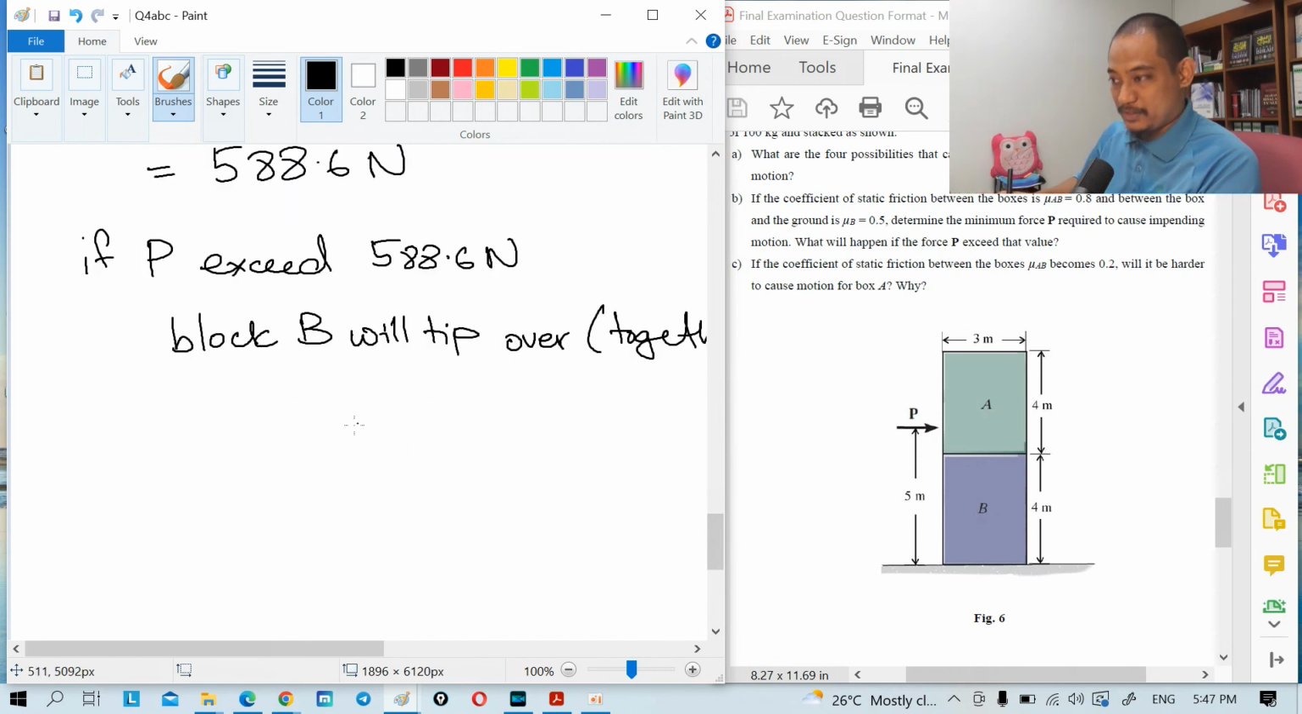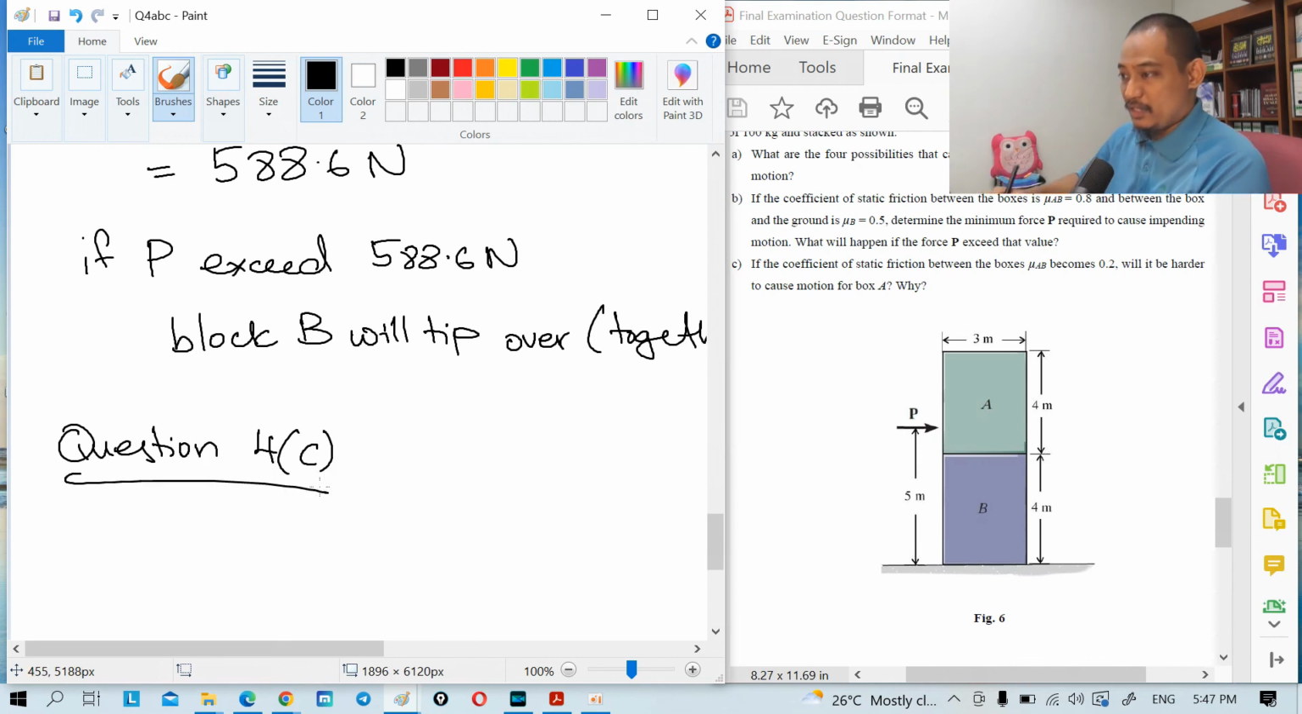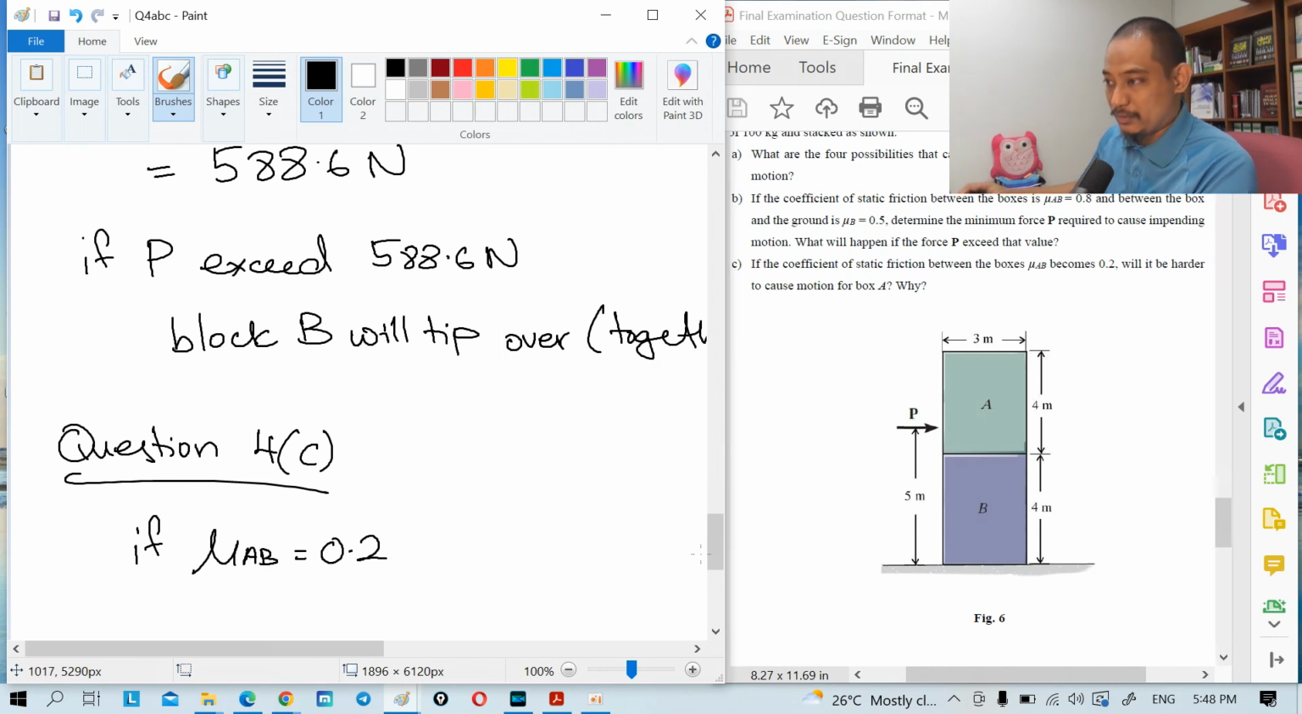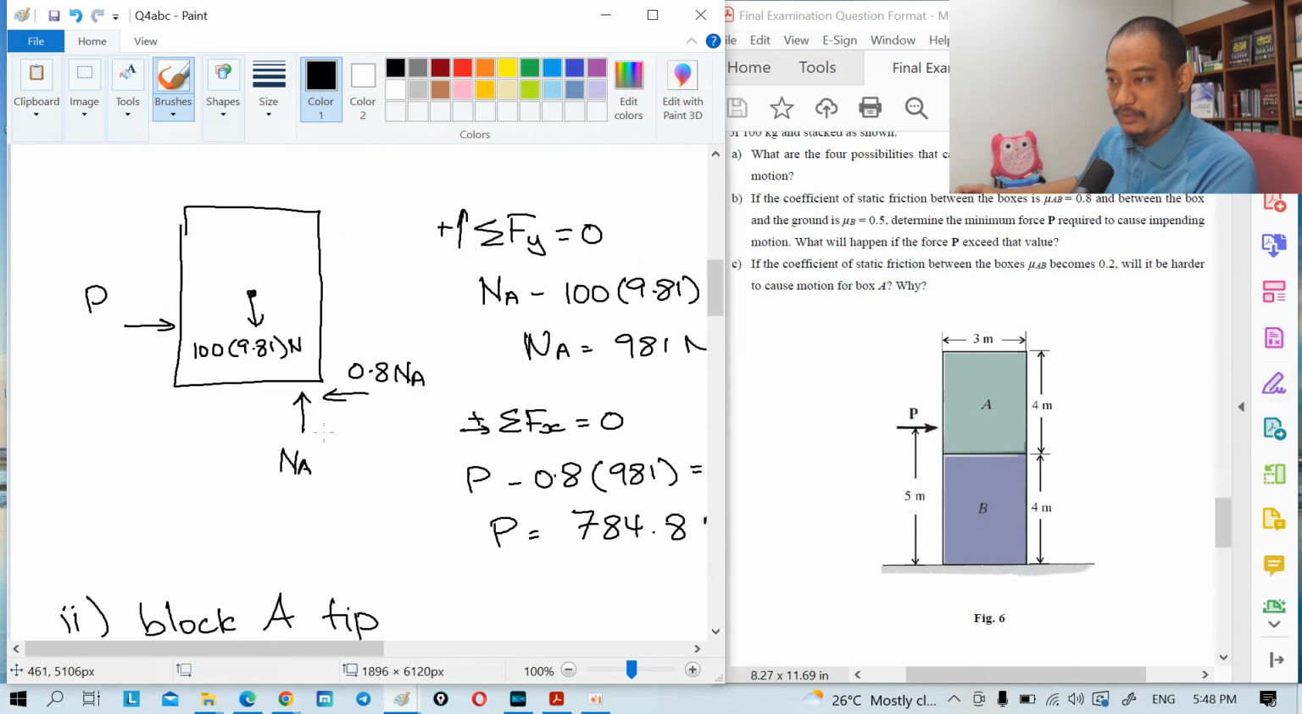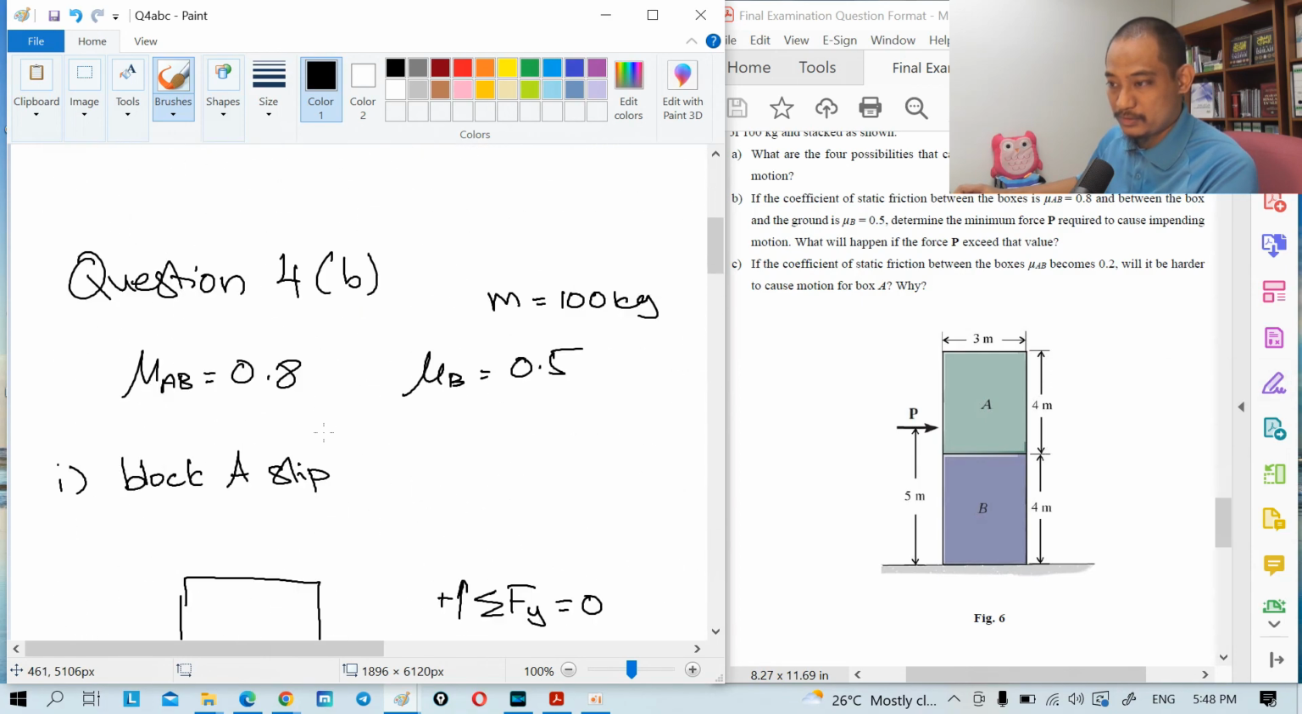Now, question part C. If the coefficient of static friction between the boxes becomes 0.2, so if mu AB becomes 0.2, what will happen? Will it be harder to cause motion for box A? Okay, now the original one is where? The original one is 0.8.